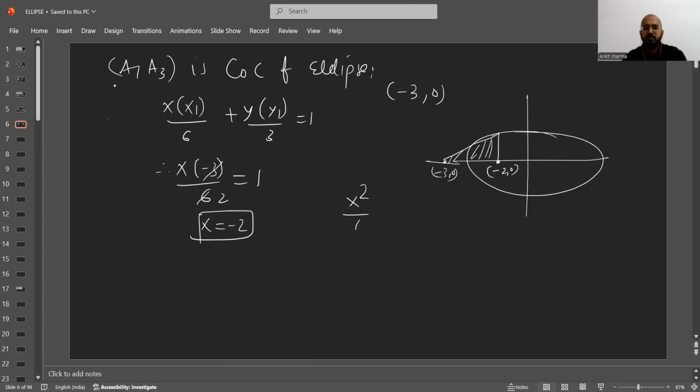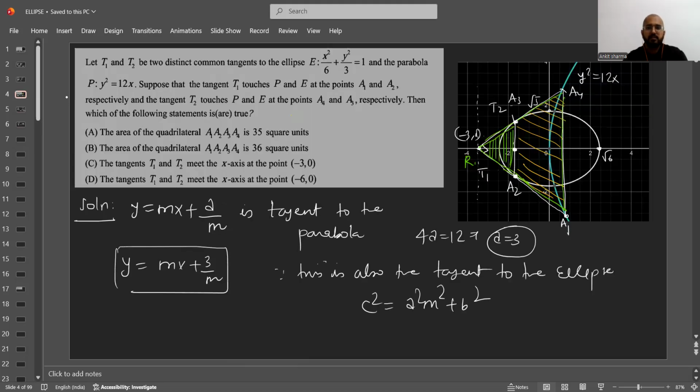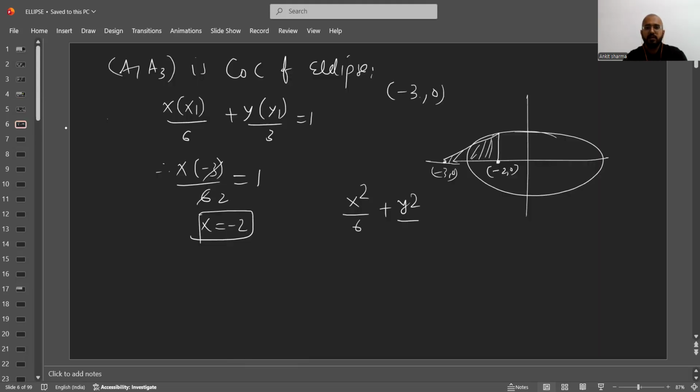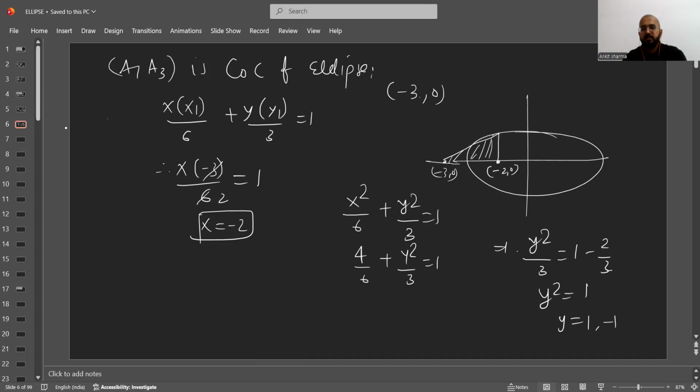So my ellipse is x square over 6 plus y square over 3, I guess. Yes, y square over 3 is equal to 1. We can plug in x is equal to 2 here. So 4 over 6 plus y square over 3 is equal to 1. That means from here I get y square over 3 is equal to 1 minus 2 over 3. So y square is equal to 1. So y is 1 comma minus 1. That means its height is only 1.